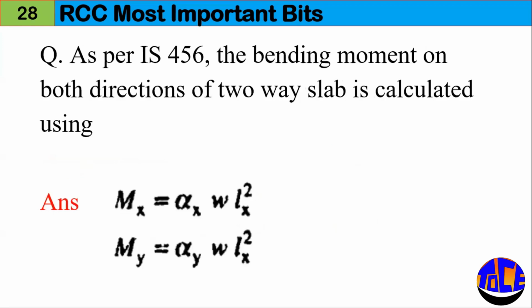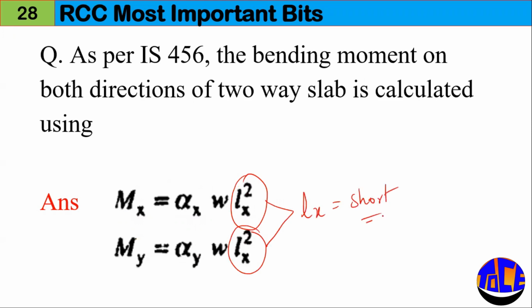Question number 28. As per IS 456, the bending moment in both directions of two-way slabs is calculated using: moment about the x direction is equal to alpha x w lx square, and moment about the y direction is equal to alpha y w lx square. So remember, in both formulas you will be using lx, that is the shorter span. In both you are using lx itself, the shorter span.